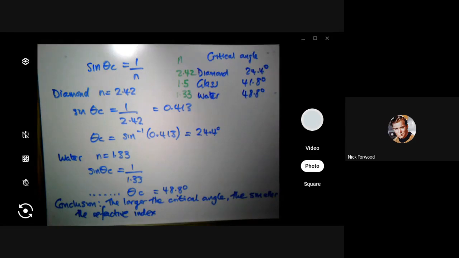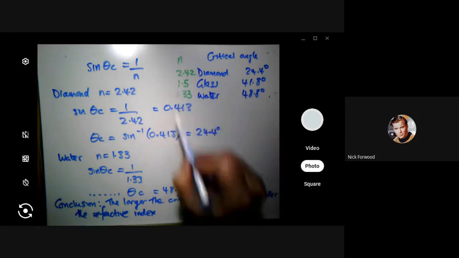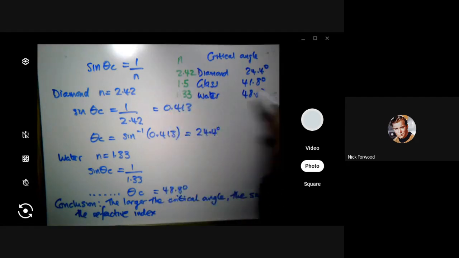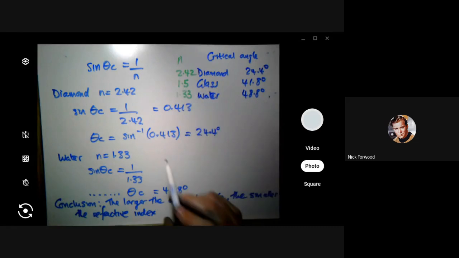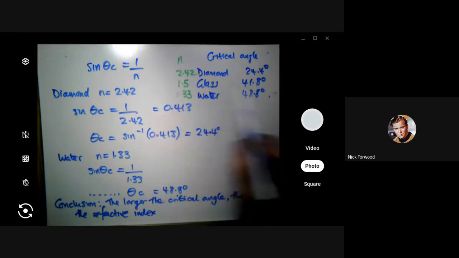But as one gets bigger, that's getting larger, this gets smaller. Larger angle, smaller refractive index. Larger refractive index, smaller the critical angle. You can have it either way round as you want. Okay.